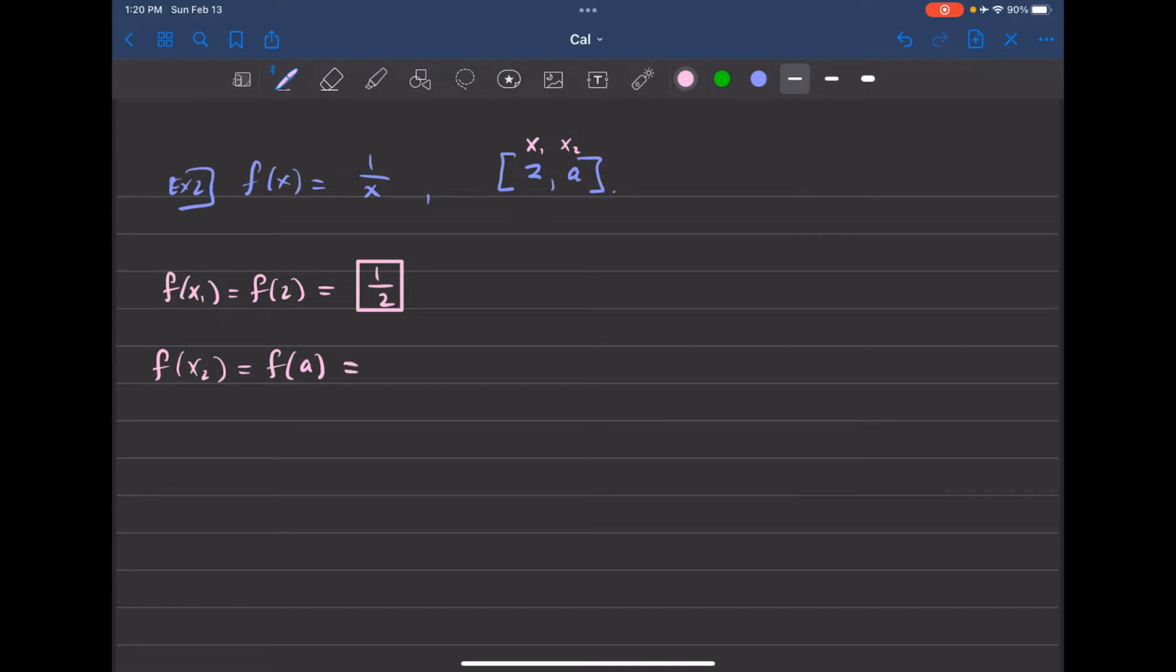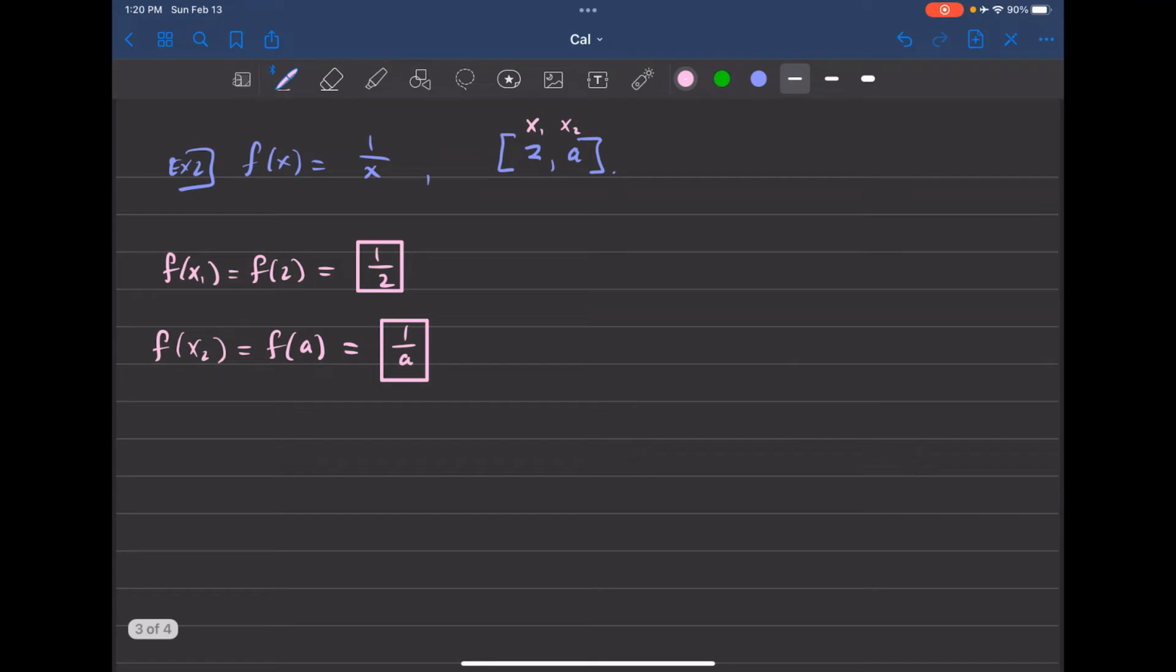Again, we replace a where there is x in the function. This is simply 1 over a, and that doesn't simplify, so we leave it here. Now we're ready to find our average rate of change.